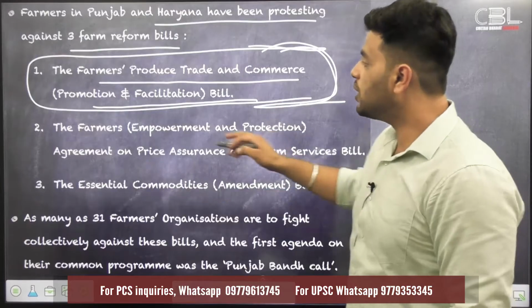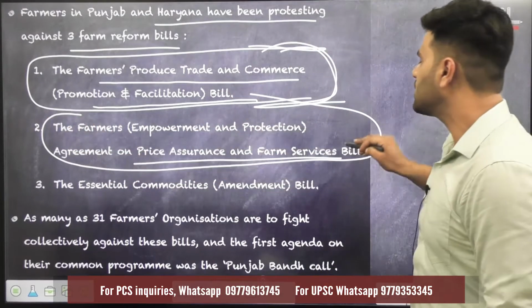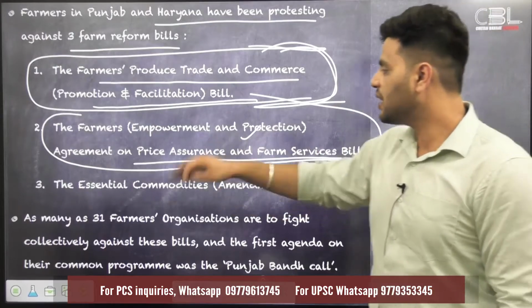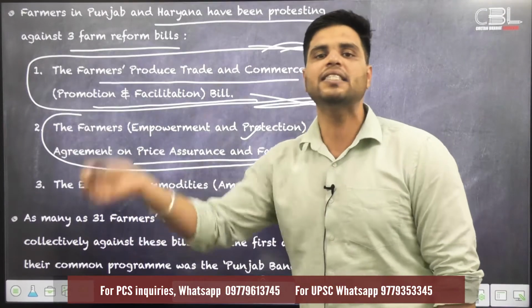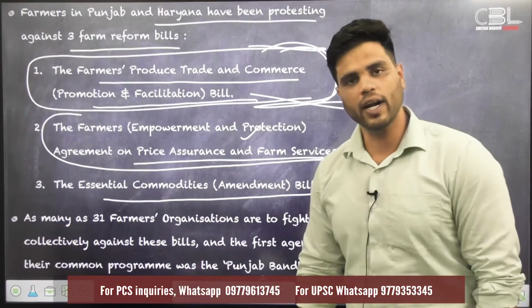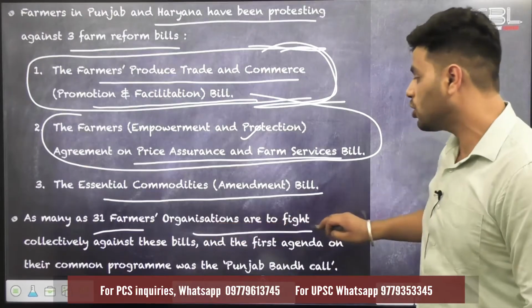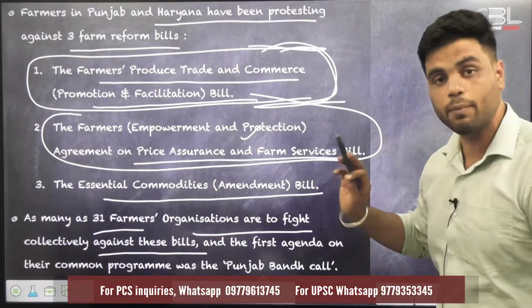Clear? Then we'll talk about the Farmers Empowerment and Protection Agreement on Prices Assurance. This is the second farm bill, and the last bill is an amendment to the existing act, which was the Essential Commodities Amendment Bill. All right. Now, as many as 31 farmers organizations are to fight collectively against these 3 bills.